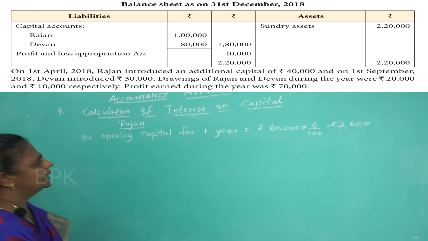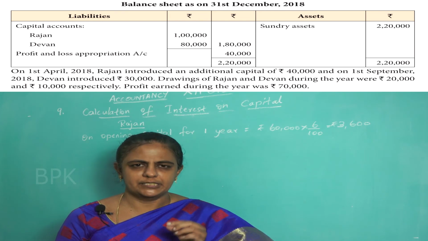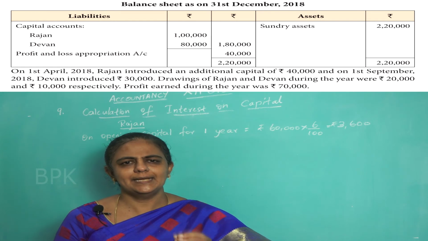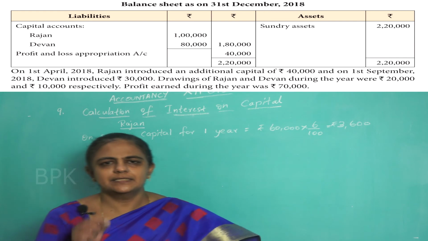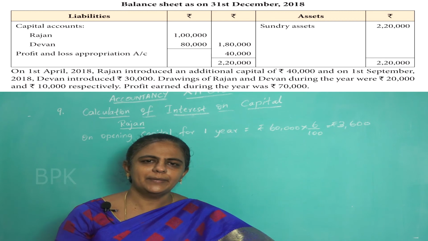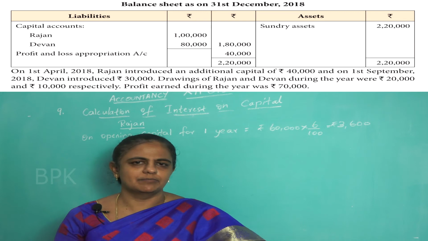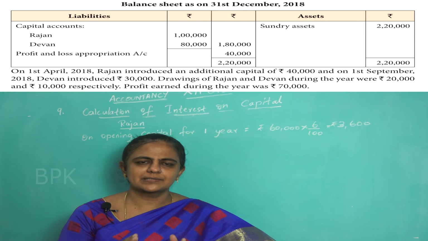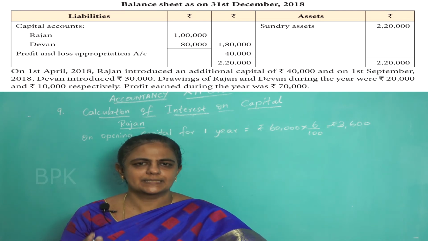Okay. Now, Rajan is also introducing additional capital. So, when you come to the point of additional capital, you have to see when the capital was introduced. That is the date of introducing the capital. So, what is given in the question? When is he introducing? Rajan is introducing on 1st April. Okay. So, 1st April. What is the accounting period in this question? See the question properly. It is from January to December. Books are closed on 31st December. So, it is understood that in this sum, the accounting period starts on January 1st and ends on 31st December.